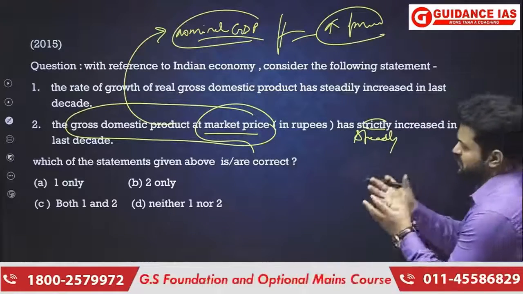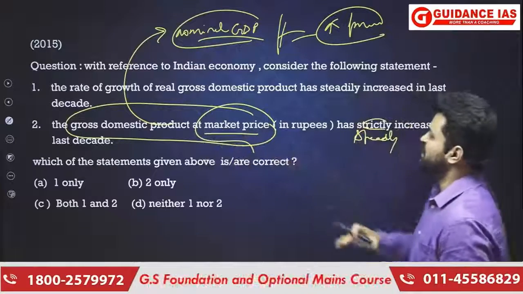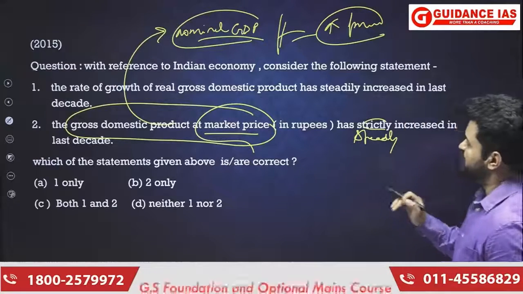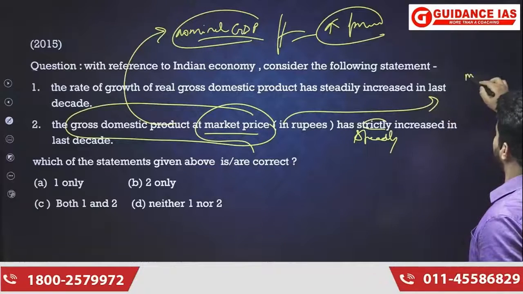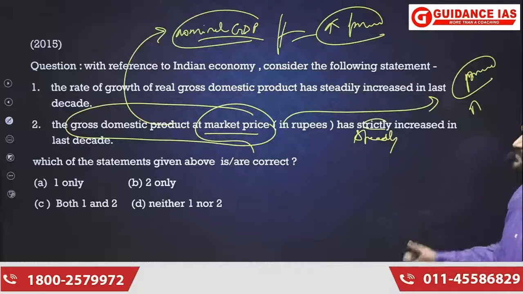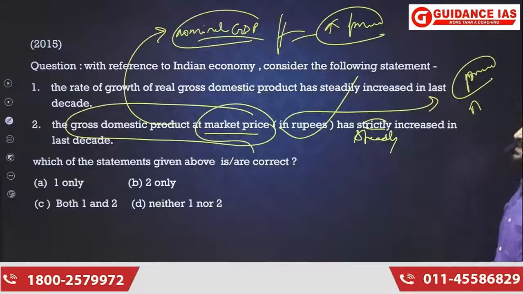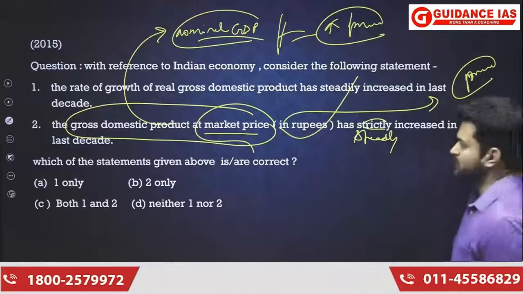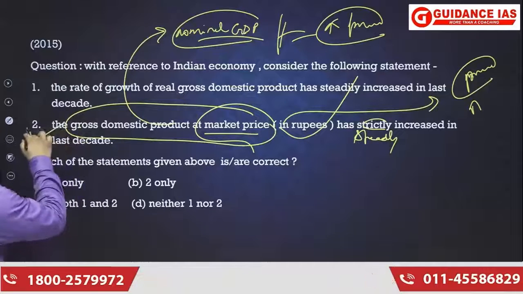Now, even if you do not have the data of nominal GDP, that is gross domestic product at market price, then also you can conclude that market price or the prices of the product must have continuously increased. They have increased, and that is why nominal GDP also must have increased in every single year, and that has been the case actually.